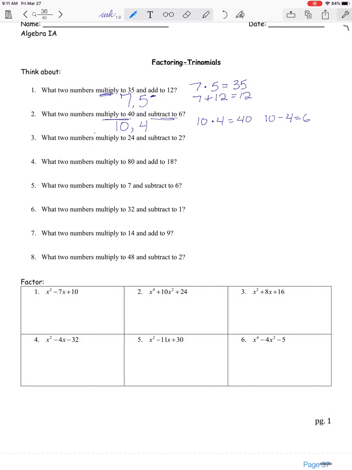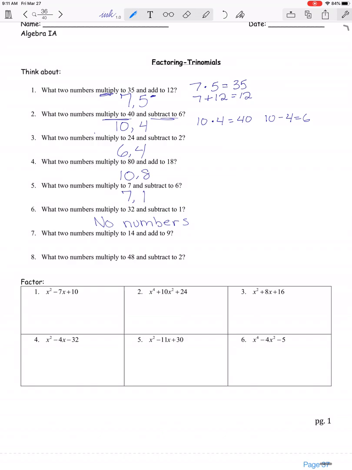So if I keep going, number 3, you should have 6 and 4. Number 4, you would have 10 and 8. Number 5, you would have 7 and 1. Now number 6, there is actually no numbers that multiply to 32 and subtract to 1. So that's kind of a trick question that they threw at us.